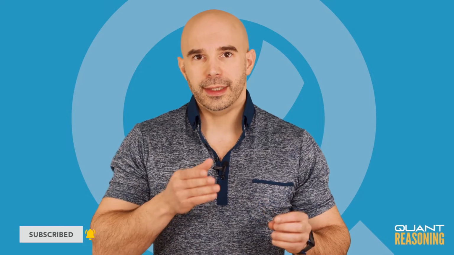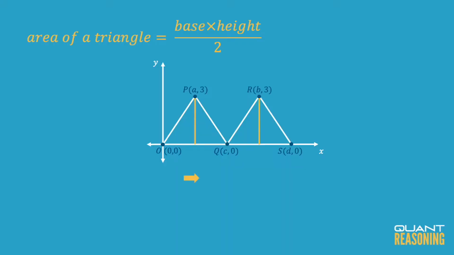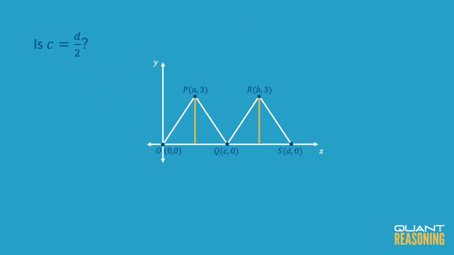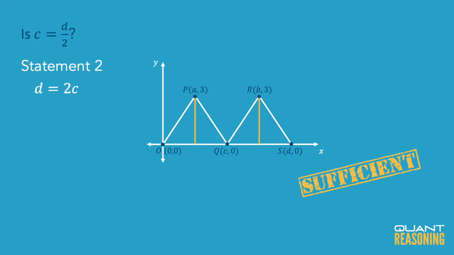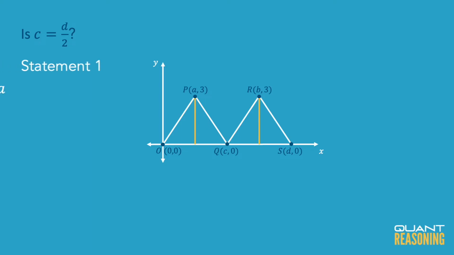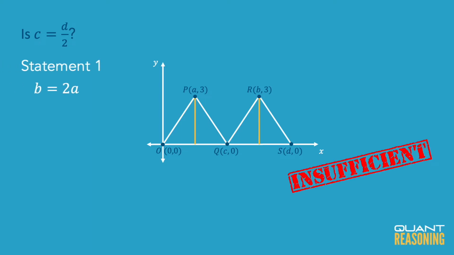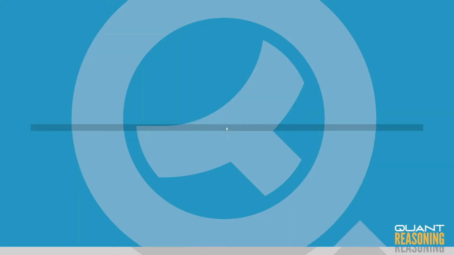In other words, is C at the midpoint between 0 and D? So another way to say that is, is C half of D? Or is D equal to 2C? So now that we've rephrased the question to ask, is D equal to 2C? We can see that statement 2 tells us exactly that, and statement 1 doesn't. So I'm going to go ahead and pick answer choice B and move on to the next question.